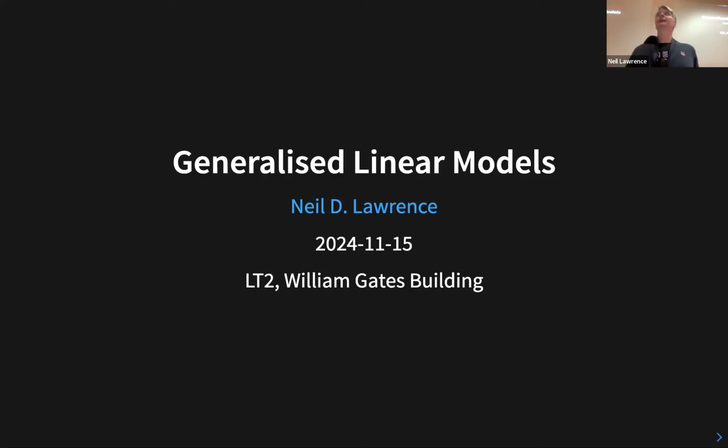Okay, so today we're going to talk about generalized linear models. And this is the type of modeling that you'll be using to do your final project. And of course, there's lots of different types of models we could use, particularly for supervised learning.